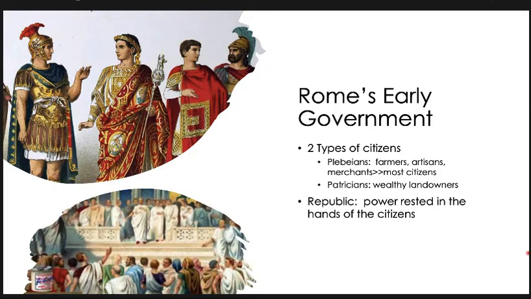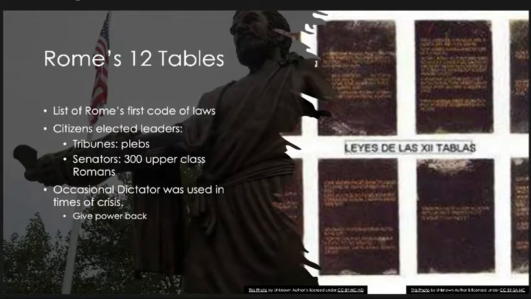As time rolls on, and as agriculture grows, and as the city of Rome grows, they have to create some written laws. And the first written laws in Rome are referred to as the 12 tables. The 12 tables. You know, we talked about how in Mesopotamia, their first written laws were the Code of Hammurabi. Well, in Rome, their first written code of laws are called the 12 tables.